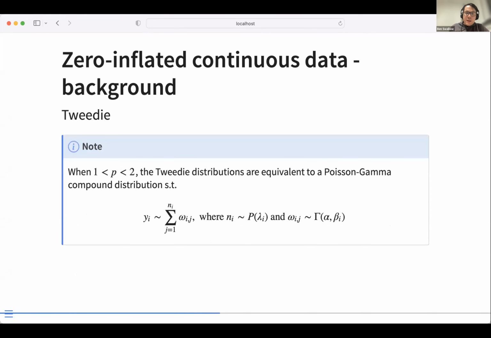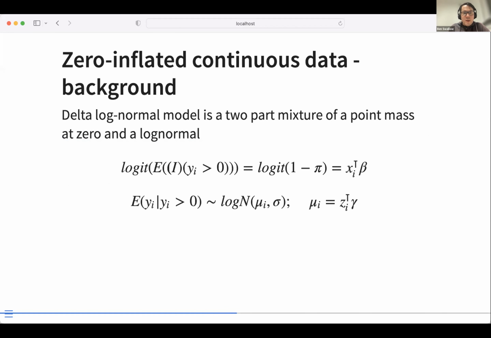The Tweedie models, as I say, for p between 1 and 2 have the zero inflation property, and they're essentially equivalent to a Poisson gamma compound distribution, which may be more directly applicable for estimation purposes, but essentially it can be less interpretable than the original form of the Tweedie distribution. As I said, the delta log normal models are a mixture distribution of a probability pi for being zero, and then some sort of right skewed positive distribution like log normal.